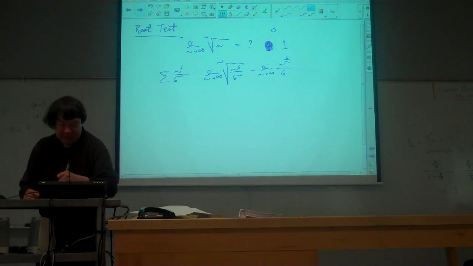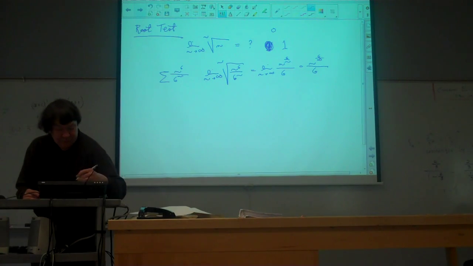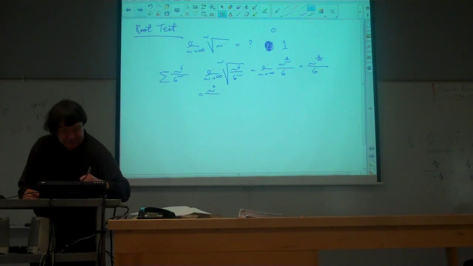Now we can take our limit. What's the limit as n goes to infinity of n to the 6 over n? 6 over infinity, right? 6 stays the same. What's that equal to? What's 6 divided by infinity? 0. It's n to the 0, right? Over 6. What's anything to the 0th power? 1.